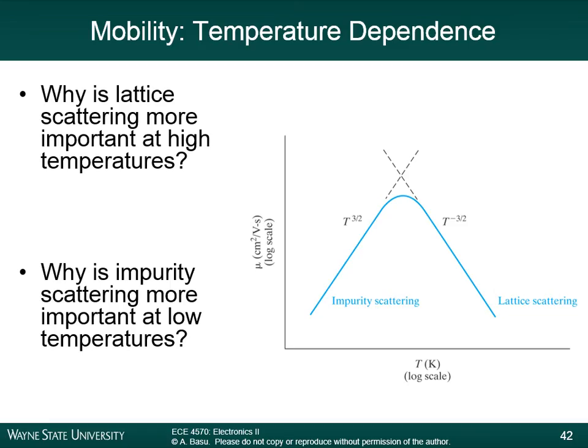But let's look at this from a fundamental standpoint. When you're at high temperatures, mobility is going down. If the mobility goes down, what happens to resistance? Resistance goes up. What happens if you increase the resistance of an RC circuit? An RC circuit, a resistor and a capacitor. Let's draw this out here.